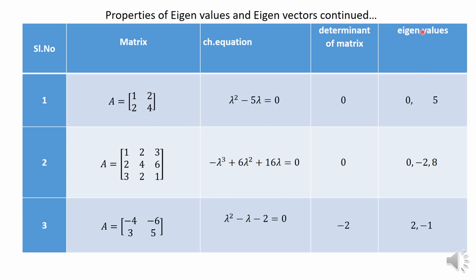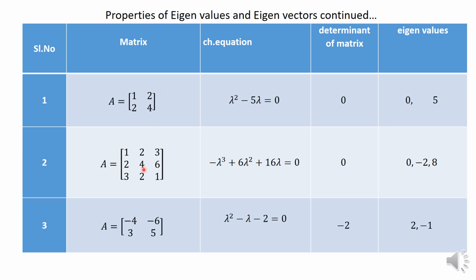Next, in the last column, we are determining the eigenvalues of this matrix. We have calculated the CH equation. You solve this, take lambda common, so we get lambda into lambda minus 5 is equal to 0. On simplifying, you will get lambda is equal to 0 and lambda is equal to 5. These are the two eigenvalues of the given matrix A.